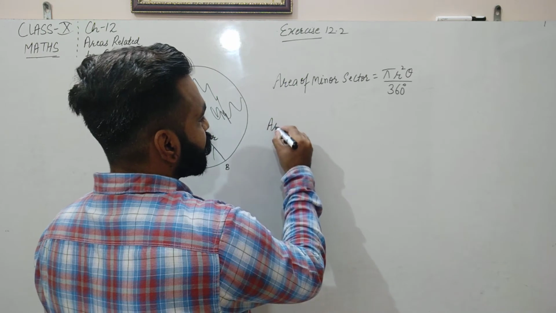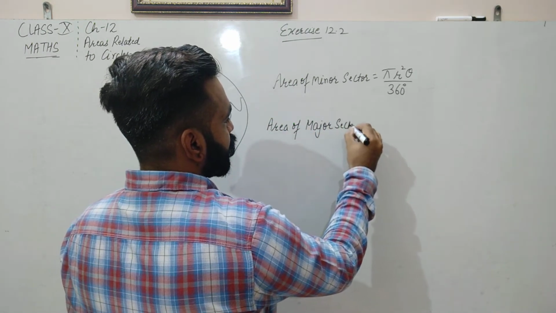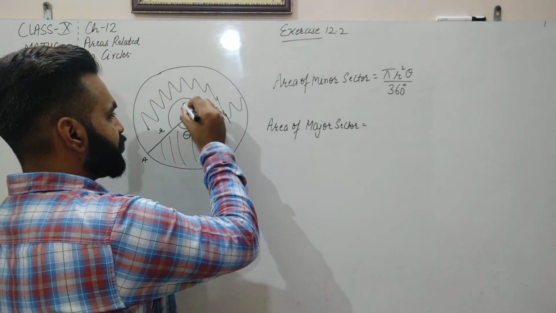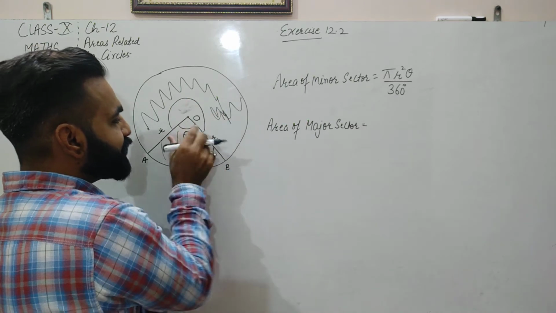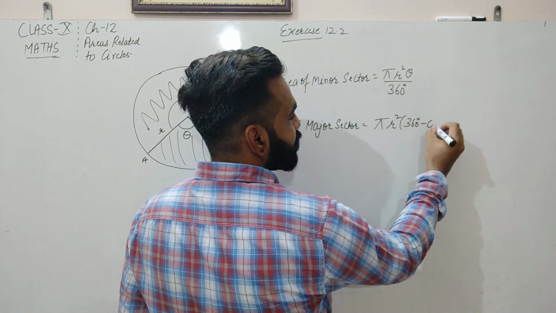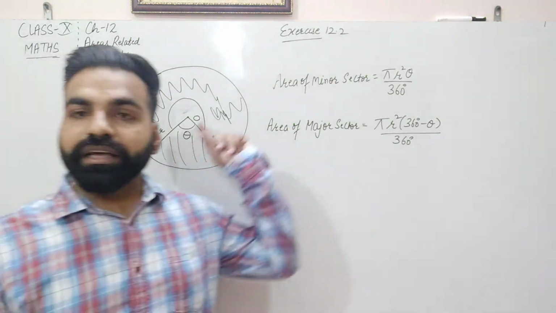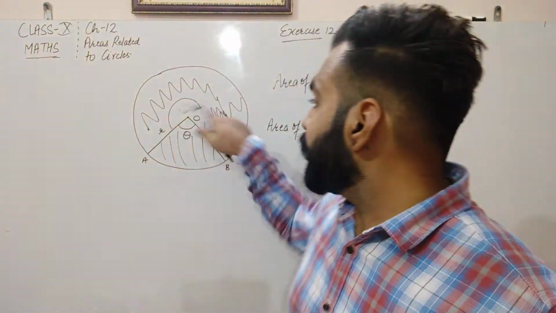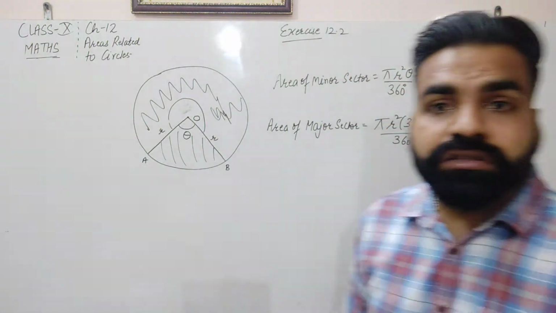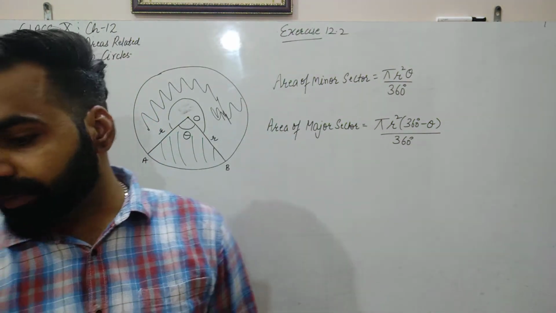Similarly, if you want to find area of major sector, either we can take theta as this one, this will be our new theta, or if this is theta, then we can take pi r square into 360 minus theta divided by 360. Because if this is theta, the whole angle is 360, so the remaining part will be 360 minus theta. So these are the two formulas to find the area of minor sector and the major sector.